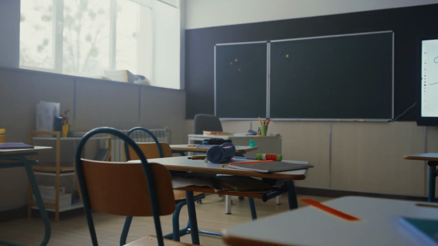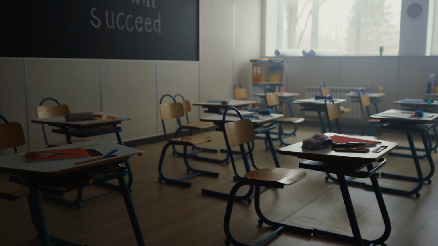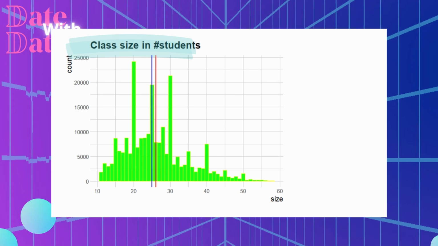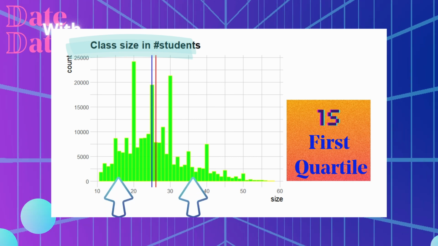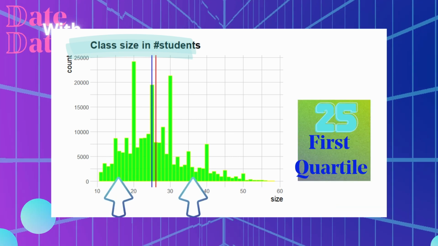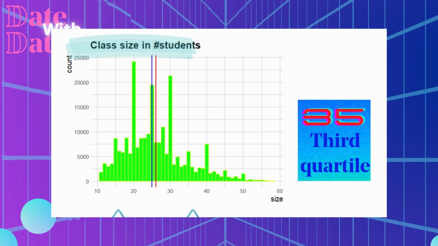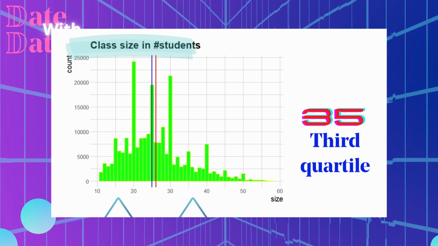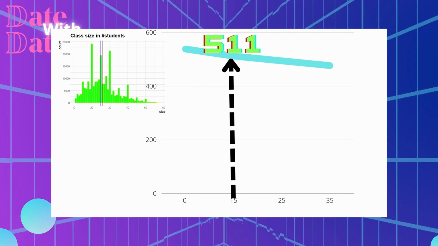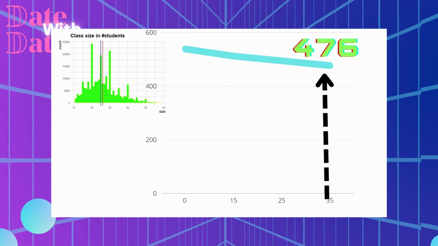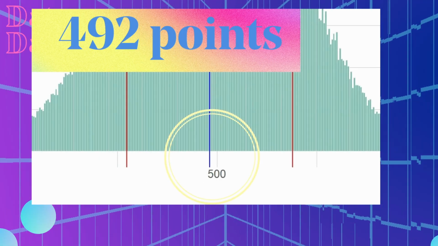Consider, for example, the variable size that is associated with the coefficient minus 1.76. The first thing we must analyze is, how does the size variable vary? How much can a classroom increase or decrease? According to the descriptive statistics, the first quartile stands at 15 students per classroom. The median value is 25, while the third quartile is 35 students. Well, now let's use the model to predict the grade we would get if we went from a large class to a smaller one. The difference is 35 points. The median value of the grade is 492 points. The cutoff is around 7%.